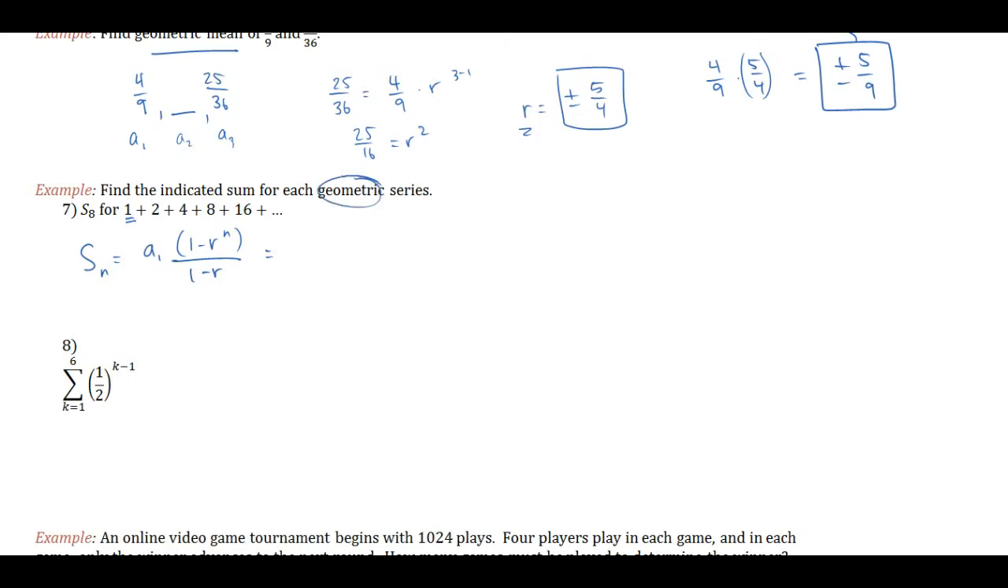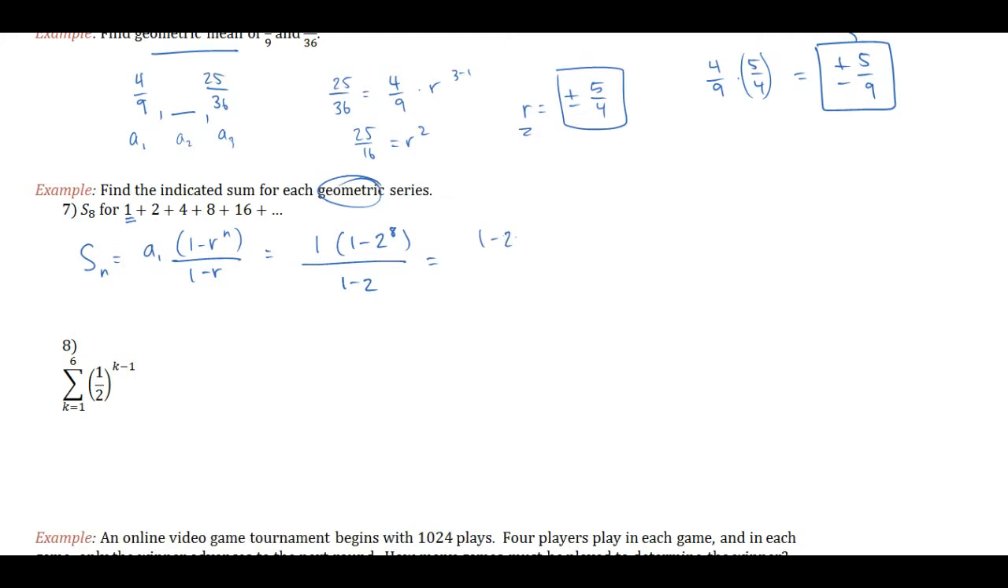And if you tell me it's geometric, I already know they're multiplying by something. I can look at the list and say, hey, they're multiplying by 2. So first number, 1, and then 1 minus 2 to the 8th, all over 1 minus 2. So let's see what 1 minus 2 to the 8th, what's 2 to the 8th? 2, 4, 8, 16, 32, 64, 128, 256.